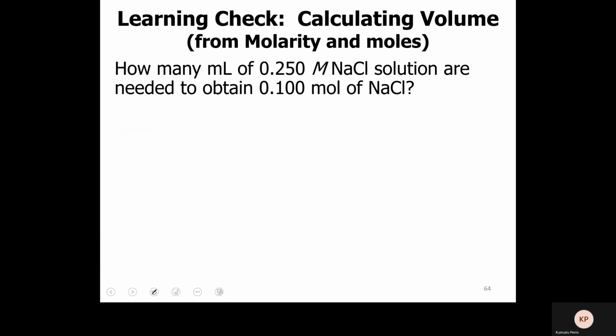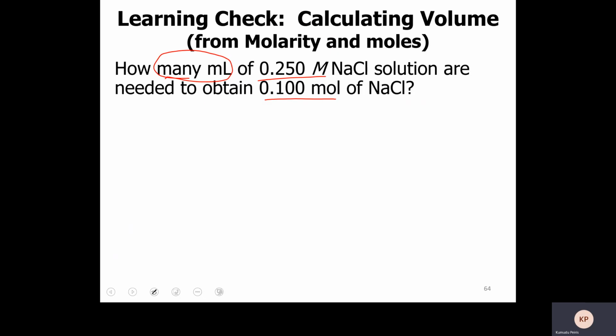Next, another question. Now, how many milliliters of 0.250 molar sodium chloride solution are needed to obtain 0.100 moles of sodium chloride? Now we are given the molarity and the moles, and what are we looking for? Yes, we are looking for the volume.